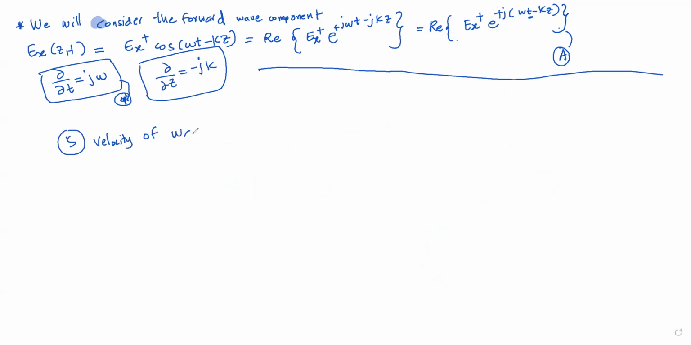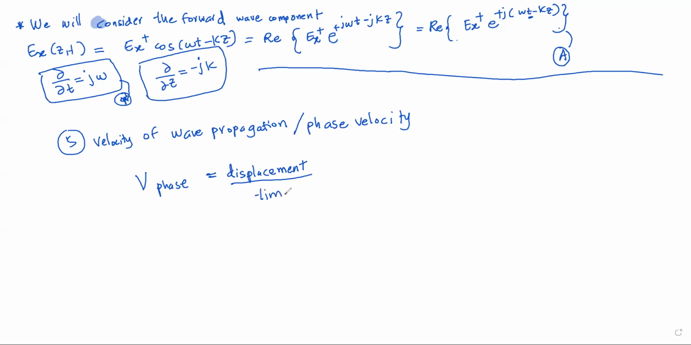Velocity of the wave propagation, which we call phase velocity. So phase velocity we call as v phase, for example. It is given by the equation displacement over time. So we know that velocity is given as the ratio between displacement over time. This one we can denote as displacement at a certain time instance t1 and the time instance t1.